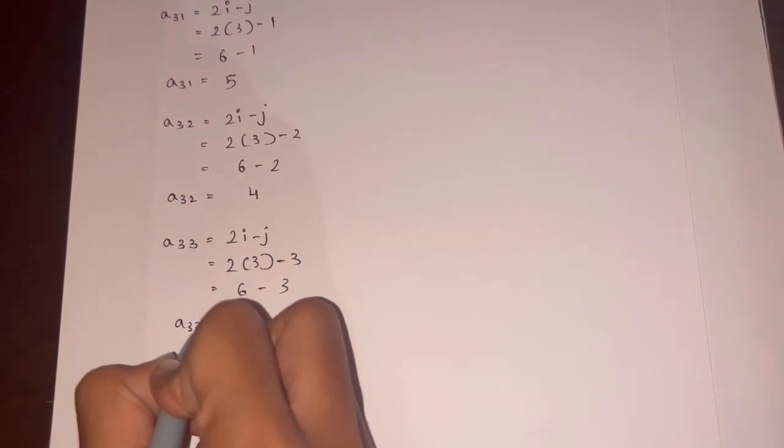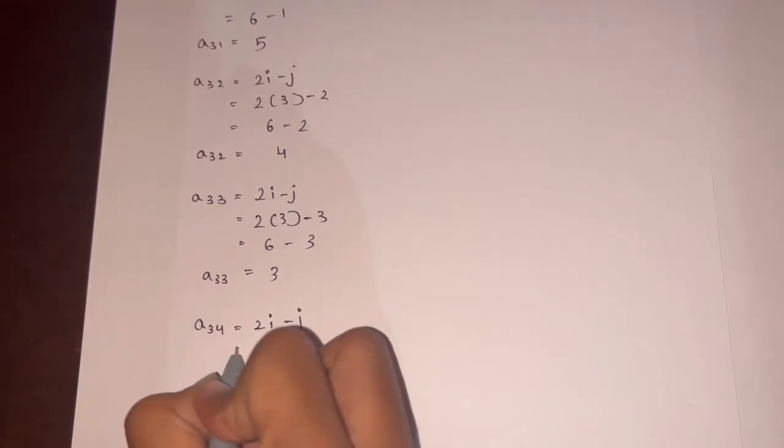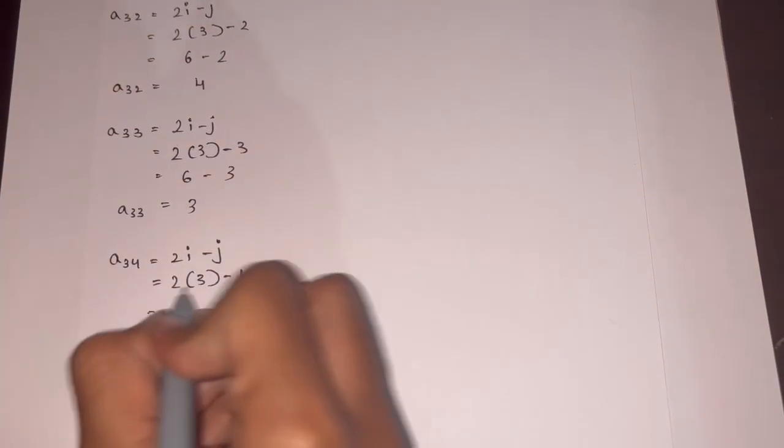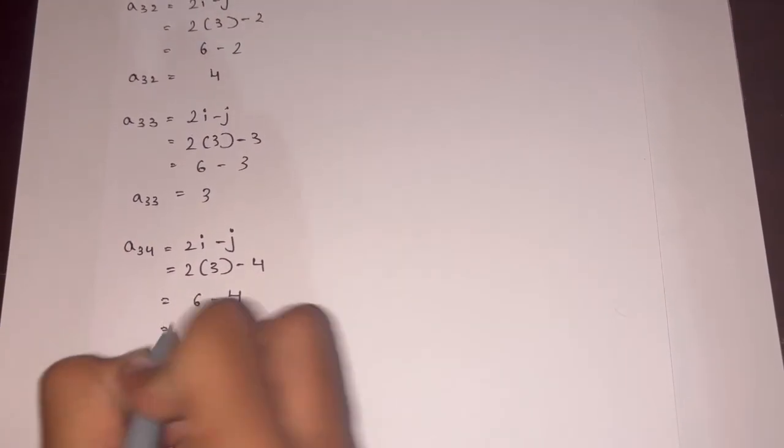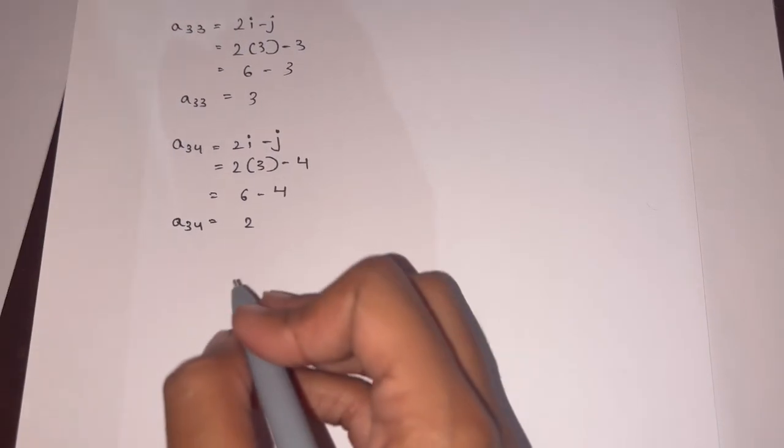Then finding A33. A33, writing down the question, 2i minus j. In place of i there is 3 and in place of j there is 3. So this will be 2 3s are 6, minus 3. 6 minus 3 is 3. So A33 is 3. Then finally writing the A34. 2i minus j. In place of i there is 3, minus, in place of j there is 4. So 2 3s are 6, minus 4. So the answer here is 2. A34 is 2.